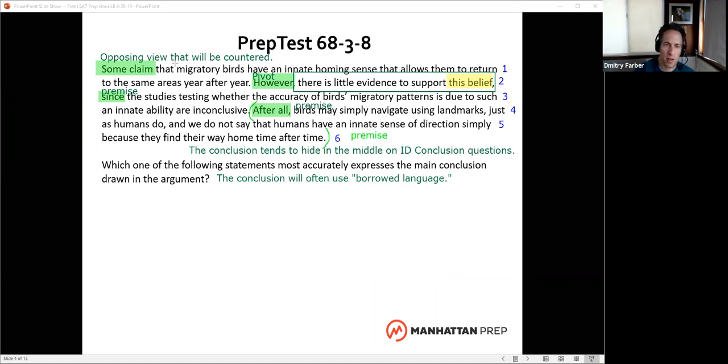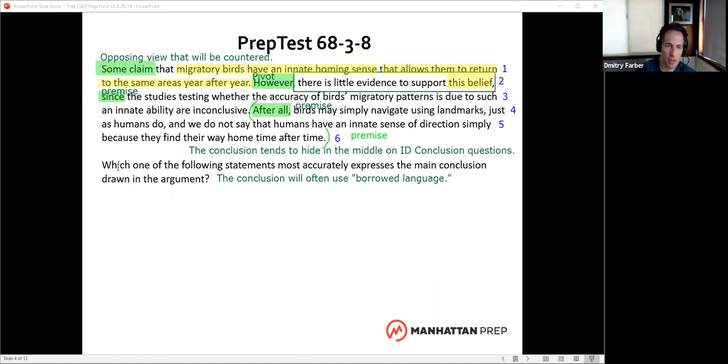Whether migratory birds, the claim that people had, right? This thing. I could highlight the whole thing that allows them to blah, blah, blah. This whole thing is the belief. So the structure you can expect over and over again is of the form, some people think this, but they're wrong. Here's why. That's the general structure we have here.